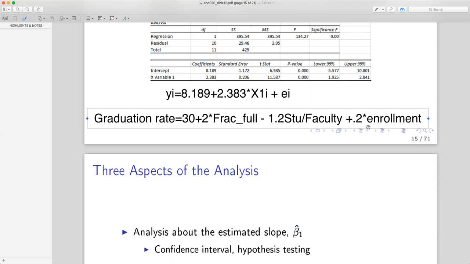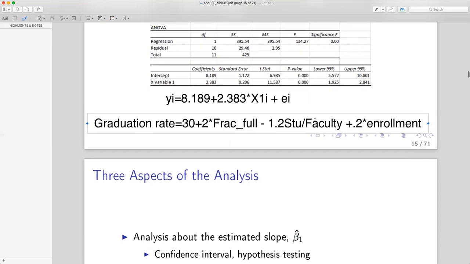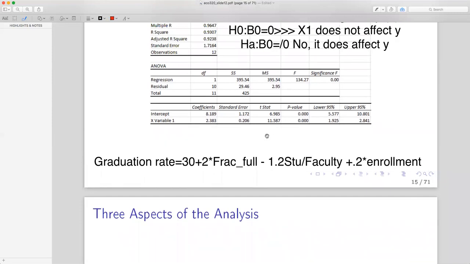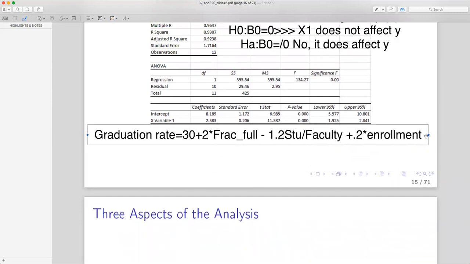The interpretation of this: holding student faculty ratio and enrollment constant, when the fraction of full time increases by 1 unit, graduation rate will increase by 2. Holding fraction of full time and enrollment constant, when student faculty ratio increases by 1 unit, graduation rate decreases by 1.2, etc. But that is not all. What we want is to test it out. I'm just making up numbers.